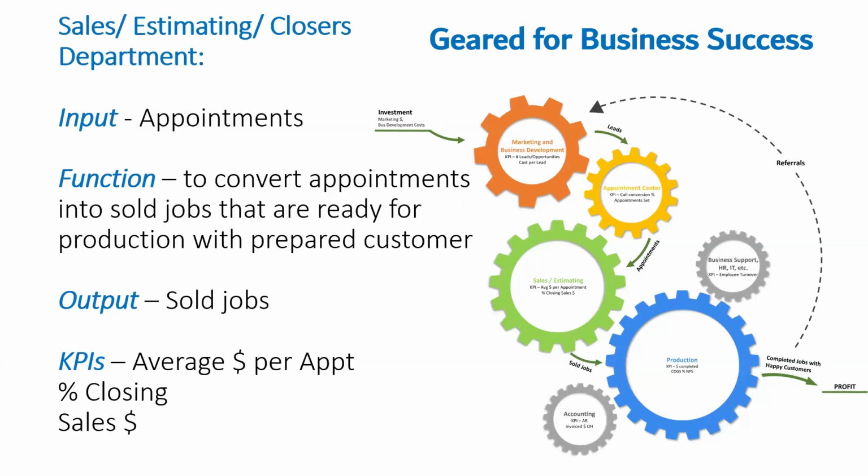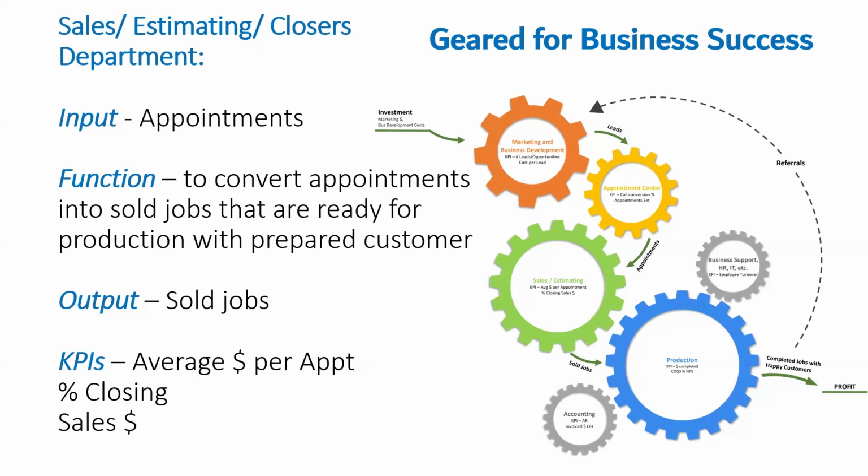The sales estimating department, whatever you call it in your area, in your business, these are the closers. These are the people who get the yes. That's their job in the end. So they get those appointments from the appointment center, and their job is to convert these appointments into sold jobs that are ready for production with a prepared customer. I know that says a lot, but it kind of takes care of a couple of issues that could happen where the job is not ready and the customer maybe isn't ready either. So if that happens in your business and you want to make sure that you clarify that, use the terminology there. Otherwise, you can set that off to the side.